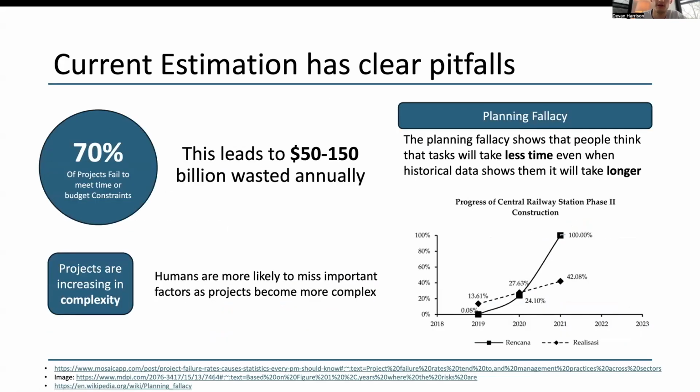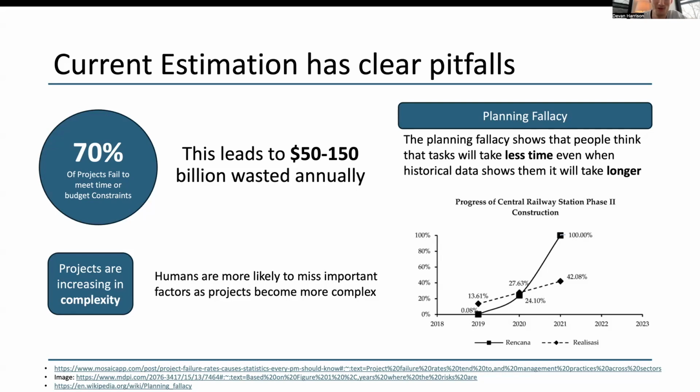So right now, though, we do see that with humans doing estimation that there are some clear pitfalls, right? 70% of projects fail to meet their budgeted constraints. And this generally comes from this thing called the planning fallacy. That's where people think that their task will take less time, even when historical data is saying that it'll take longer.